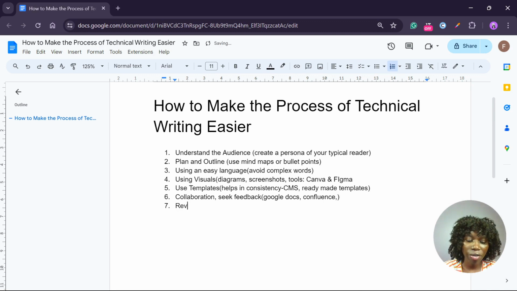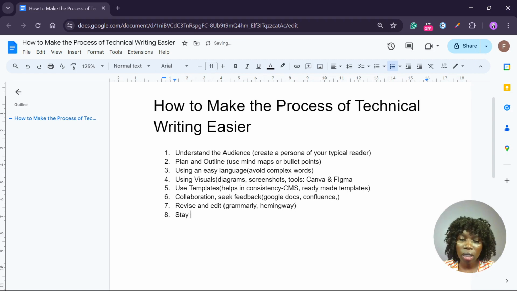So learn how to revise and edit your articles. Editing is part of the writing process. Take your time to revise your work. Look for errors, look for inconsistencies, and also areas to be improved for clarity. You can use tools like Grammarly, which is a Chrome extension. I think I have one here, you can see. There's also Hemingway to help with grammar and readability checks.